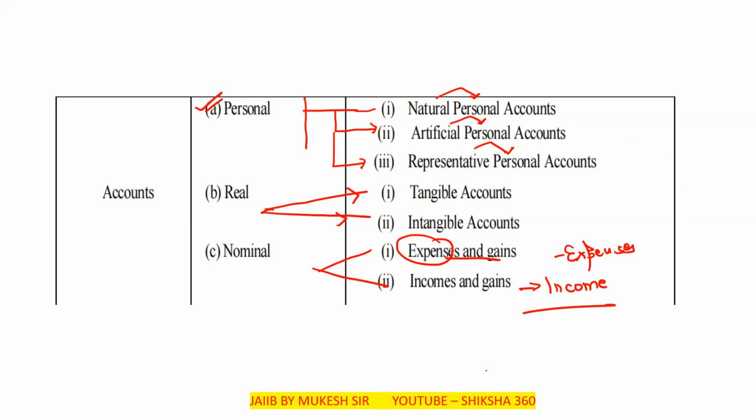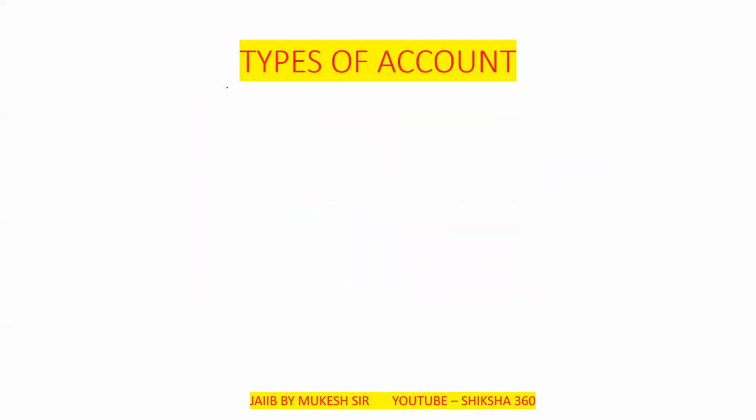So these are the different types of the account. First is personal, real and nominal. Personal means natural personal accounts, artificial personal accounts and representative personal accounts. Real means tangible accounts and intangible accounts. Nominal means expenses and income. Now let's start one by one. First of all, we have to discuss the personal accounts. We have already discussed the types of account, so we will move towards the personal account.